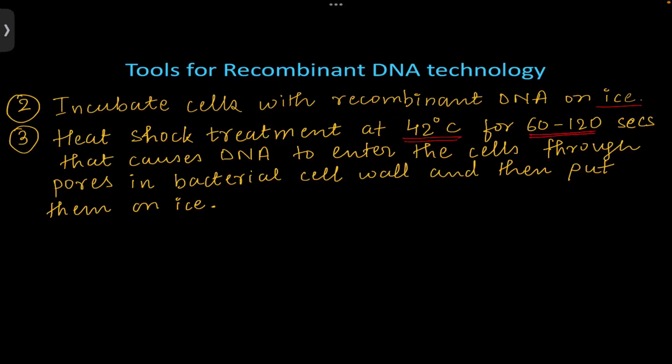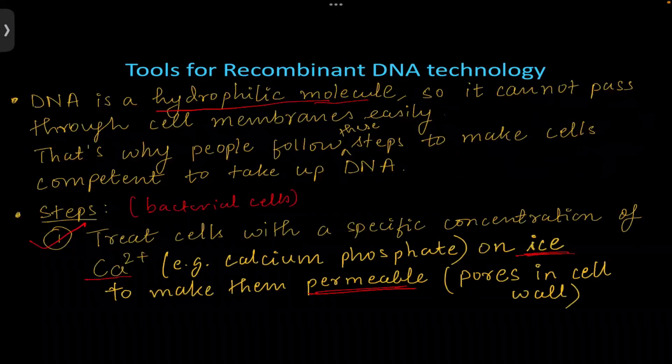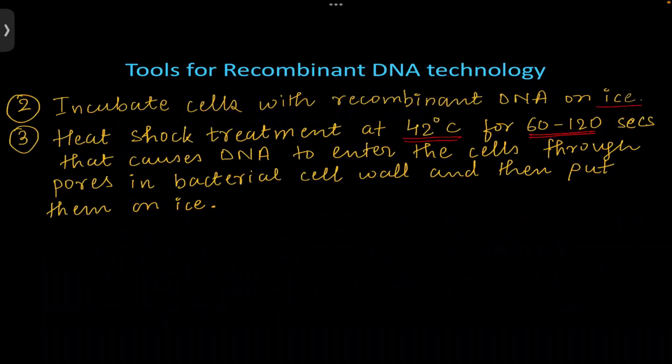Now this heat shock will cause your recombinant DNA to easily enter the cell, through the pores that you created in step 1. And then after you have given the heat shock for 2 minutes, you immediately put this mixture back on ice. So after doing your selectable marker analysis, you have to check whether the cell has taken up the foreign DNA or not. When you do that using your selectable markers, you will see whether or not that cell is transformed.